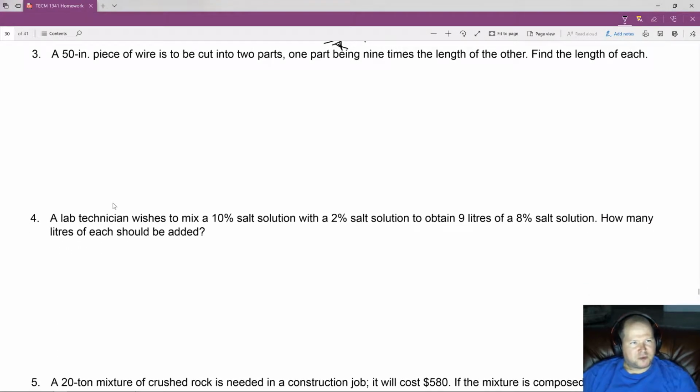Move on to the next one. So we have a 50-inch piece of wire to be cut into two parts, one part being 9 times the length of the other. Find the length of each part.